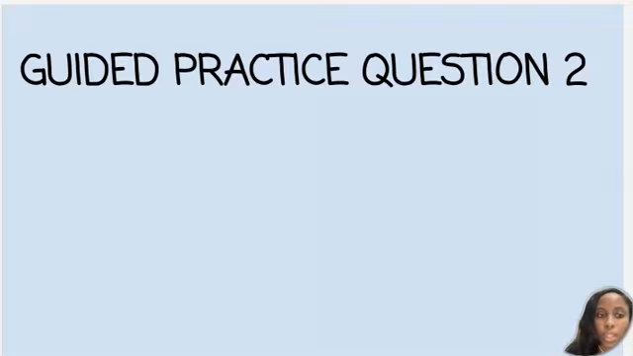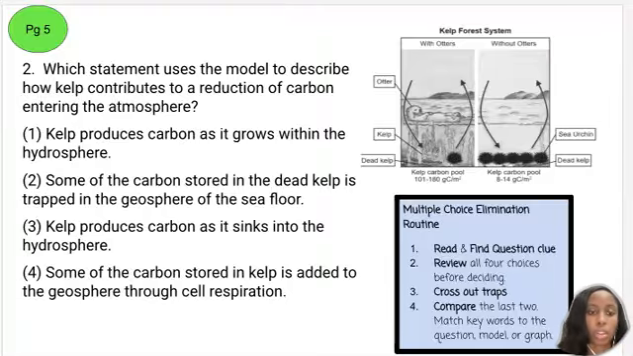We are going to continue in this video on guided practice question number 2. So starting off with reading the question again, which statement uses the model to describe how kelp contributes to a reduction of carbon entering the atmosphere? Let's start looking for those task words. So it's telling me to use the model. So again, I have to use this guy over here.